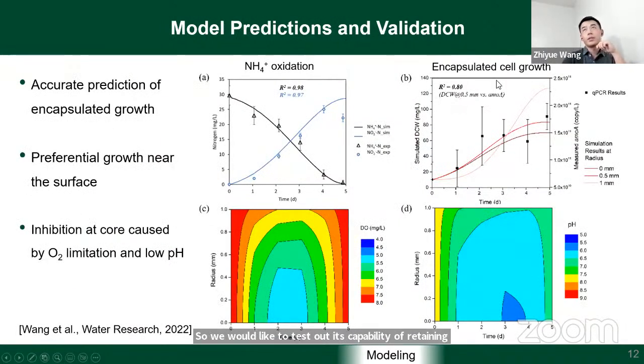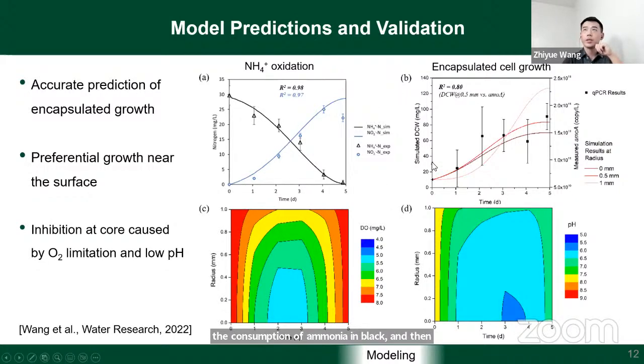So this is the result from the batch system, showing that the model actually predicted the growth of Nitrosomonas when they're encapsulated. Figure A shows an overlay of experimental results in dots and model predictions in lines. We're seeing the consumption of ammonia in black, and the production of nitrite in blue.